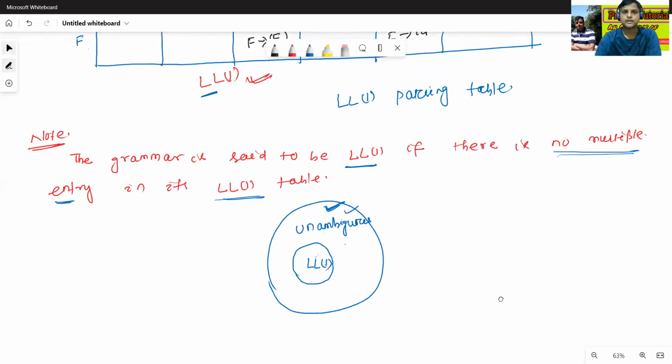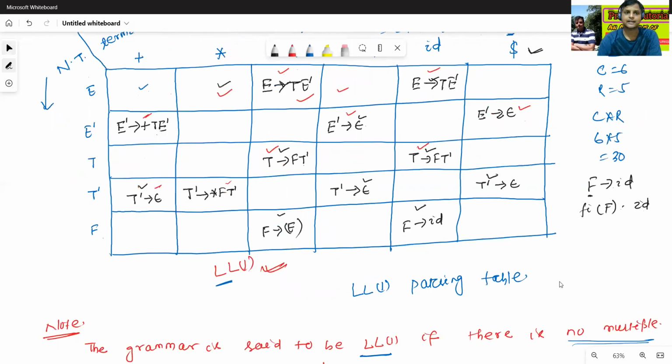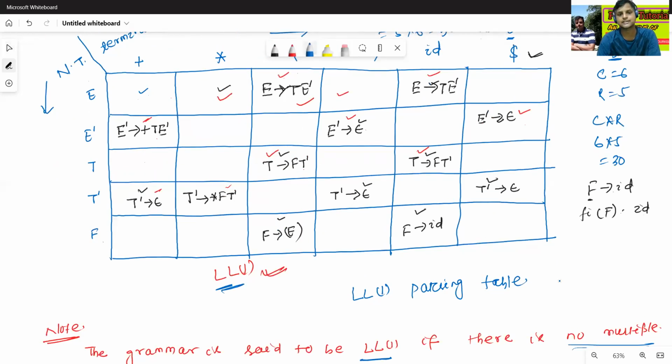Since this grammar is LL1, this grammar is unambiguous. So finally, this grammar is called LL1 grammar, and it is also called unambiguous grammar. Okay. In the next class, we'll discuss one more example of an LL1 parsing table. Thanks for watching.